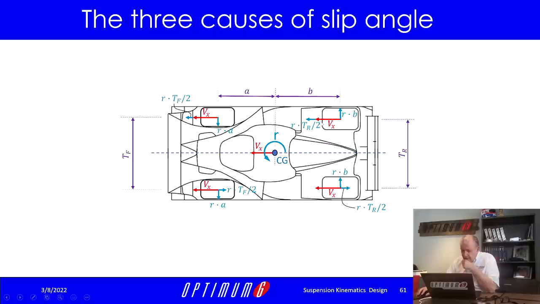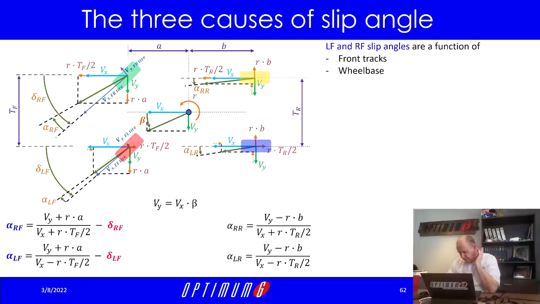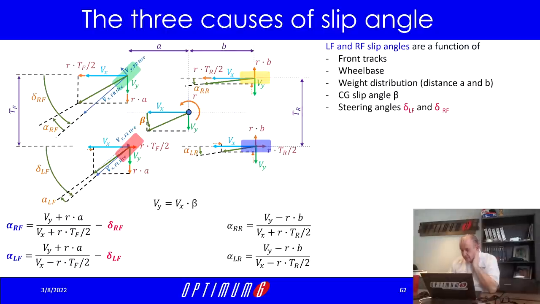And then you have the half track, and the half track on the front and the rear are not necessarily the same. And then you have a tension speed going down here on the front, which will change the slip angle. So I'm not going to go into detail of that, but at the end, you have this formula where if you know the front and the rear track, therefore the half track, the wheelbase, the weight distribution, so you know the distance A and B, the CG slip angle beta, the steering angle delta front and rear, you can calculate the two front slip angles.